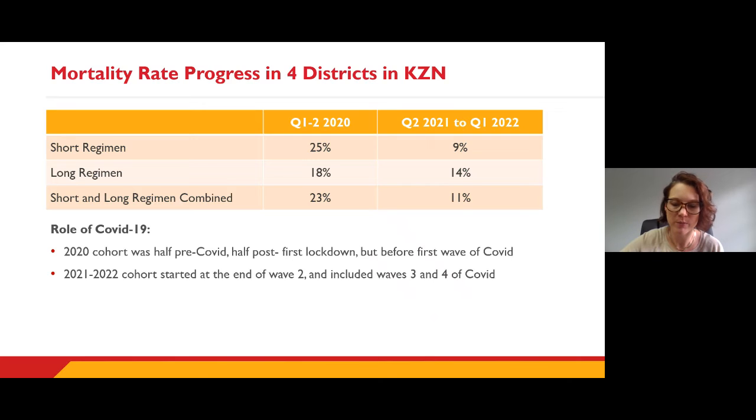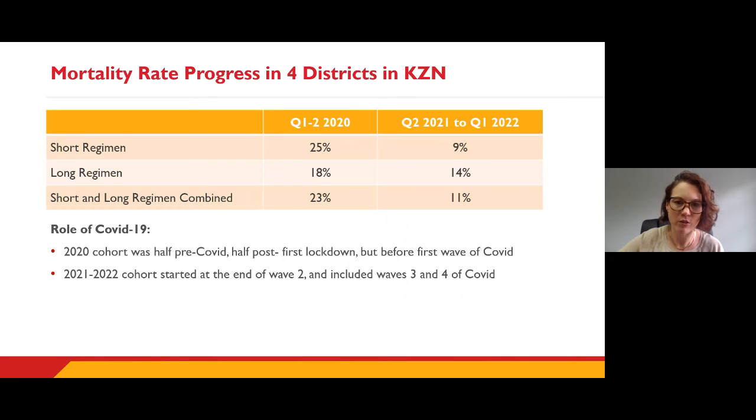So when we look at the short regimen, mortality rates have dropped from 25% down to 9%, and the long regimen 18% down to 14%. So overall, we've had a drop from 23 to 11% in mortality rates between those two cohorts.